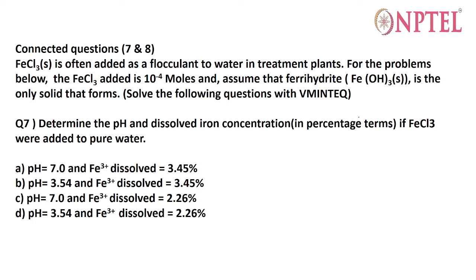Questions number 7 and 8 are connected questions, or same data questions. Please write down the data from the question. FeCl3 is often added as a flocculant to water in treatment plants, and for the problems below, the FeCl3 added is 10 to the power minus 4 moles, and assume that the ferric hydroxide, Fe(OH)3, is in the precipitate form or solid form. That's why S is written. It is the only solid form there.